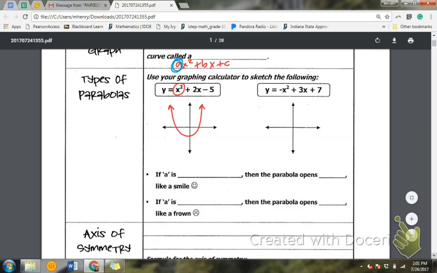So let's write that down there. If a is positive, the parabola opens up. Like a smile. You're happy. You're positive. So you're smiling. That opens up. Okay, there are a couple things on this graph that we need to talk about.